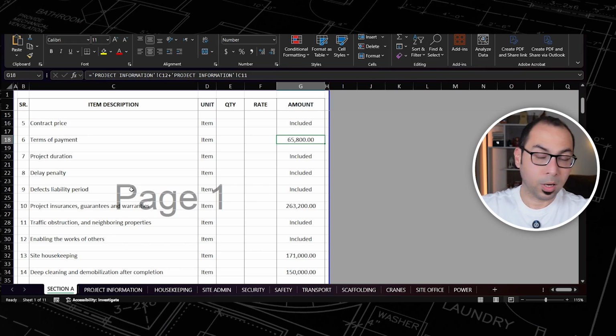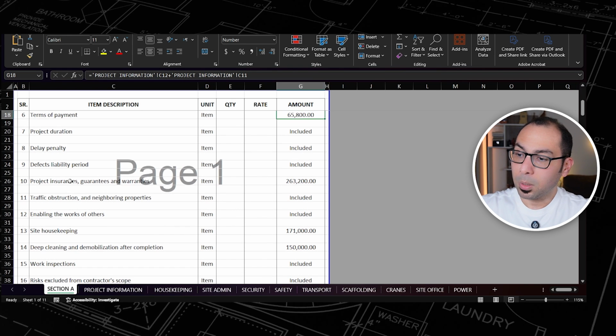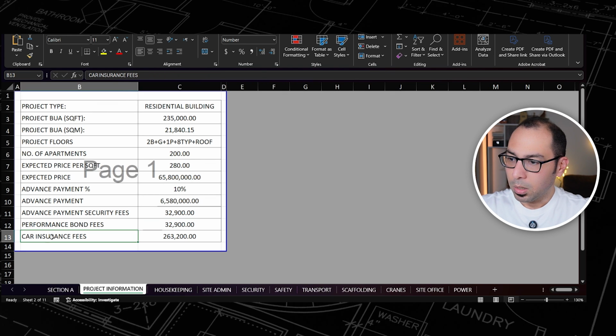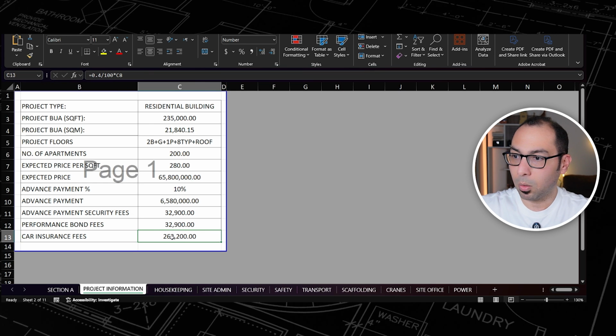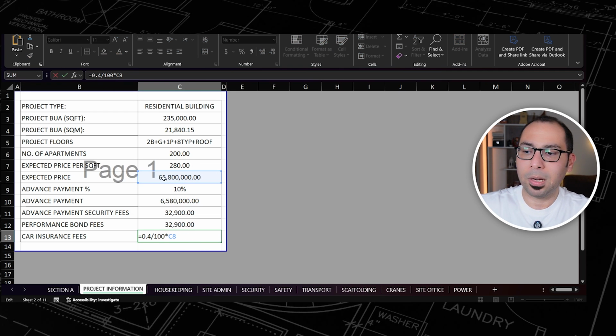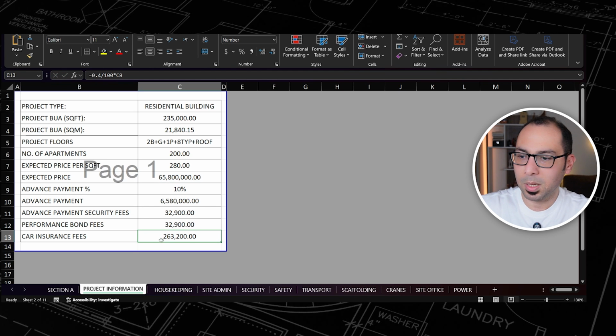And for the project duration, we don't have anything. For the delay penalty, fine. For the defects liability period, fine. These are all clause headings. Then for the project insurances, guarantees, and warranties, here I am having an amount, and this amount is coming from here. So contractor all risk insurance, because as per my contract, this insurance is required. And let's say that we have approached an insurance company and got a quotation of 0.4% of the contract value. So if the contract value is 65 million, then 0.4% from that is 263,000.